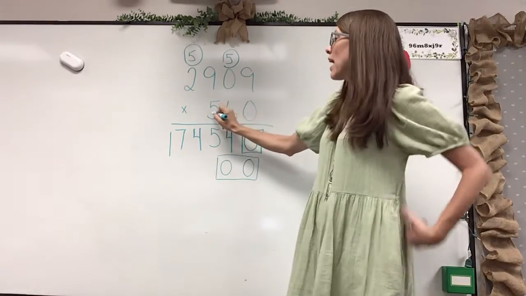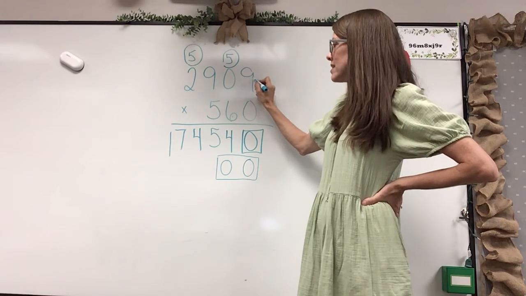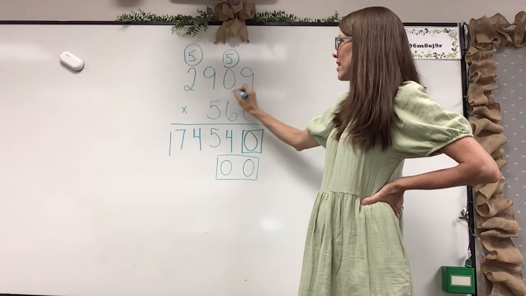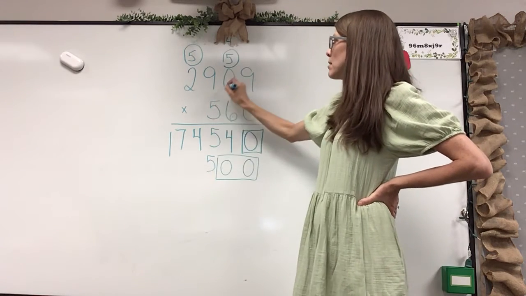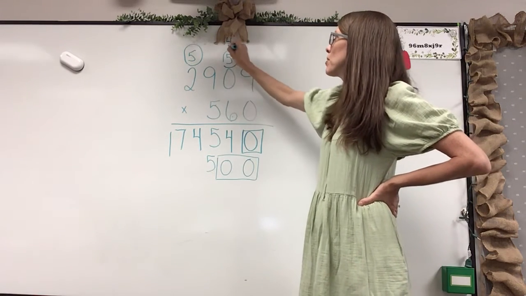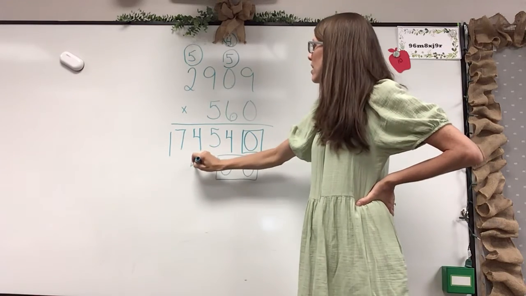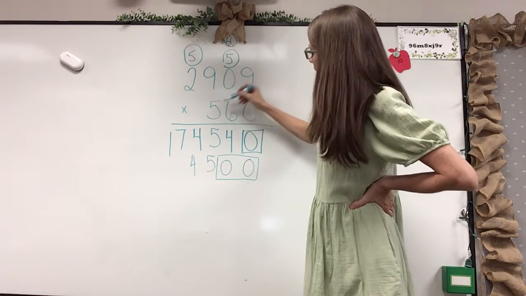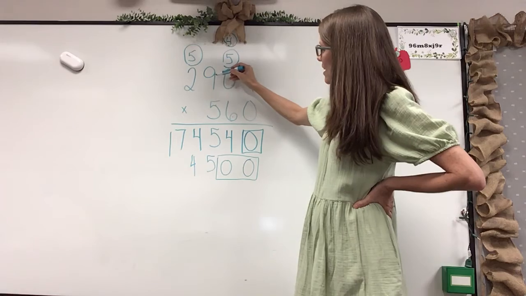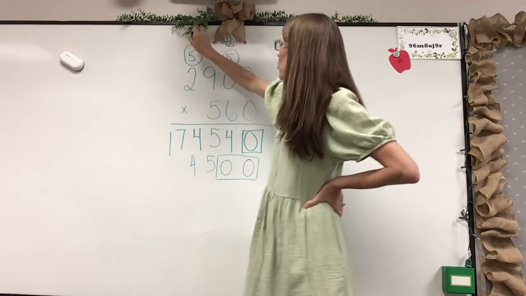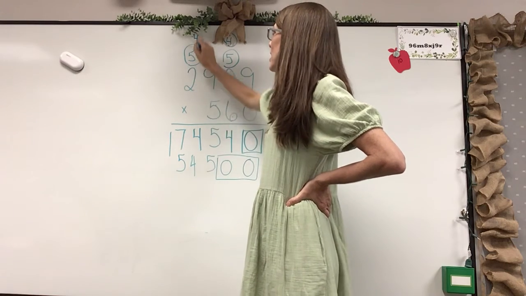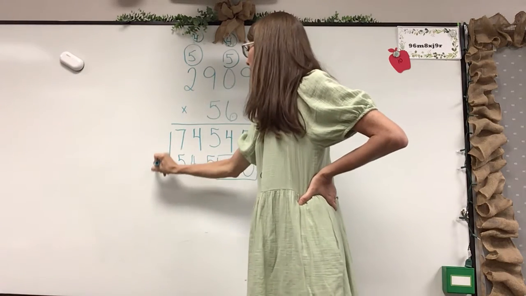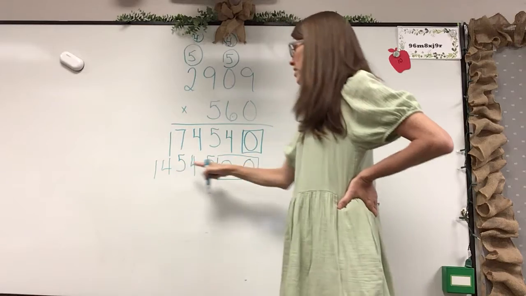Okay. 5 times 9 is 45. 5 times 0 is 0, plus 4 is 4. 5 times 9, 45. 5 times 2 plus 4, 14. Who got this for the second row?